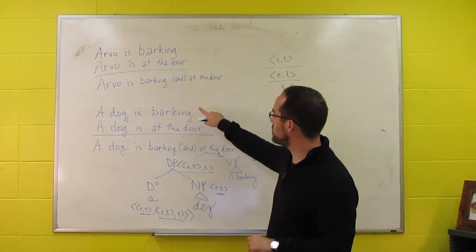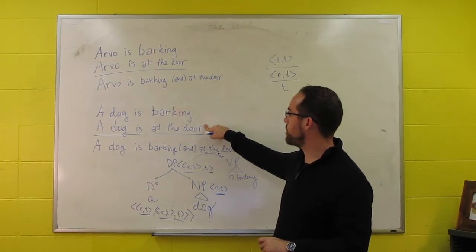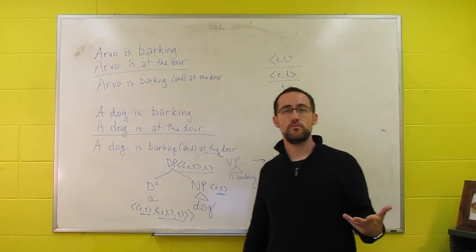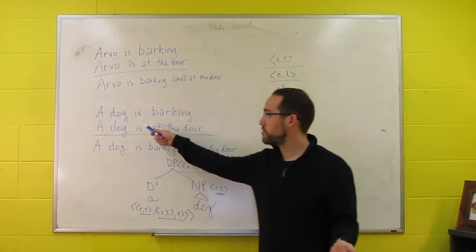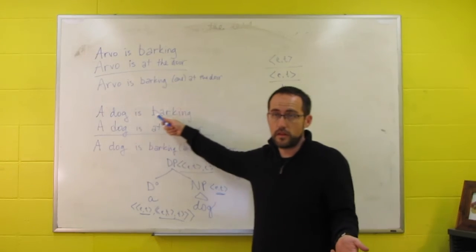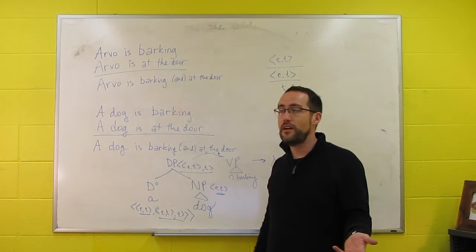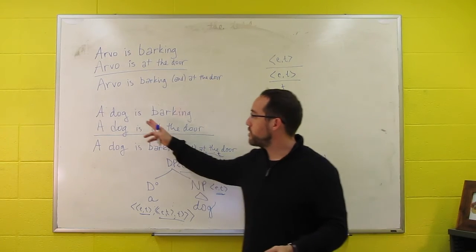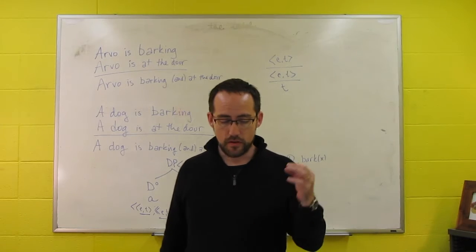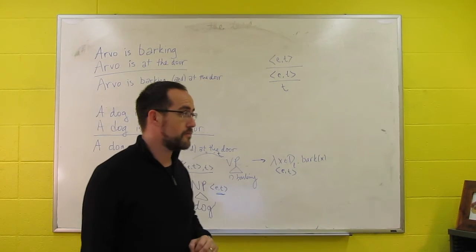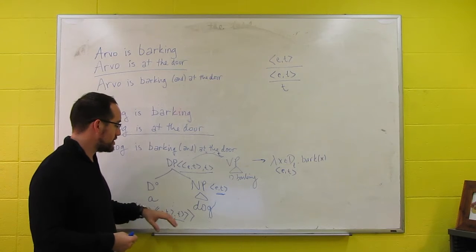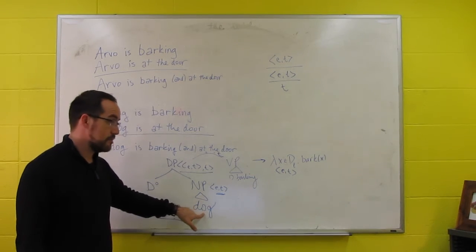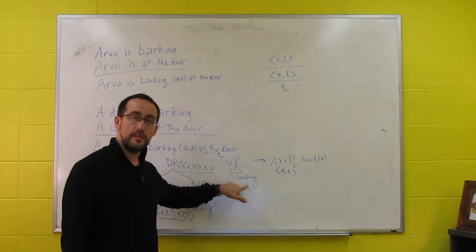Well, let's look at the truth conditions. A dog is barking and a dog is at the door. A dog is barking, that's true if and only if, what? Well, if and only if there is a dog, and that dog is barking. We don't have to know which dog it is, it's just that there is one. So if a dog is barking is true anytime there is a dog and that dog is barking, then essentially it means that anytime there is an object, an individual, that's in this set, it's also in this set.